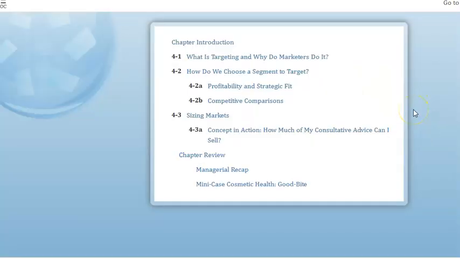So in chapter 4, we're talking about targeting. It's the second of the STP part of the marketing framework. So we talk about what targeting is and why marketers do it. How do we choose a segment to target? From a very basic standpoint, the best way to think about it is if you make it too small, too specific, you're going to make the market too small and not very profitable to go after. And if you make it too broad, you're going to make it almost impossible to effectively market to. So you've got to find the logical definition of the market.